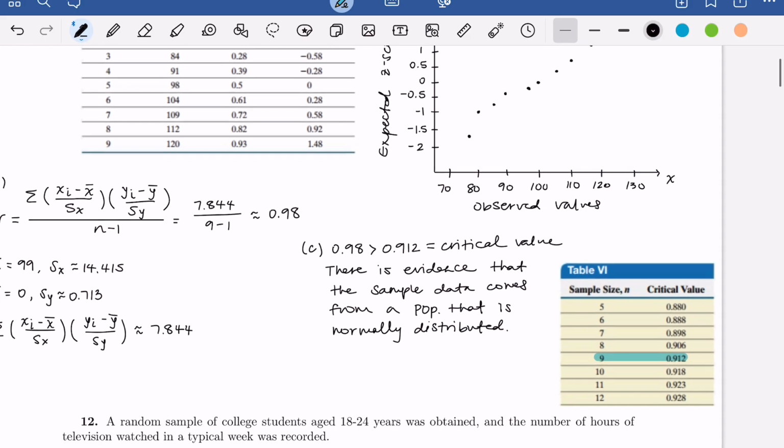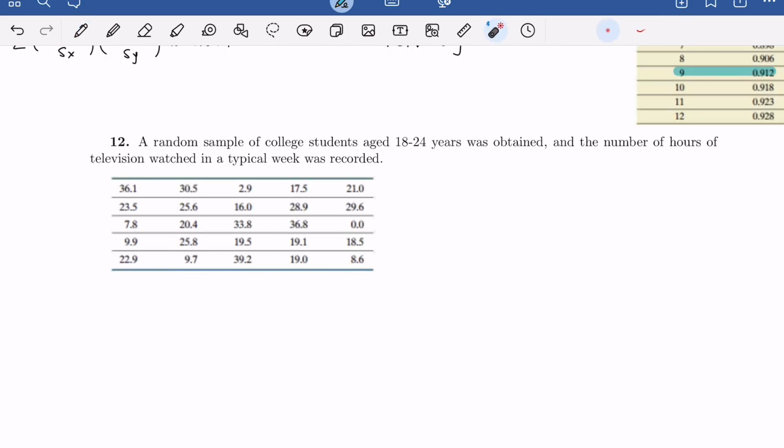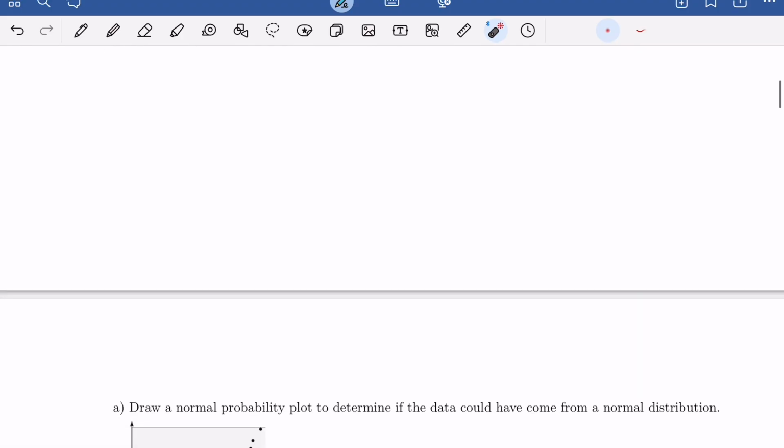All right, and that's how we would do a problem like this. Okay, so for this next example, we're told that a random sample of college students aged 18 to 24 years was obtained, and the number of hours of television watched in a typical week was recorded. So we have this data in this table here, and we're going to use it to answer the following questions.